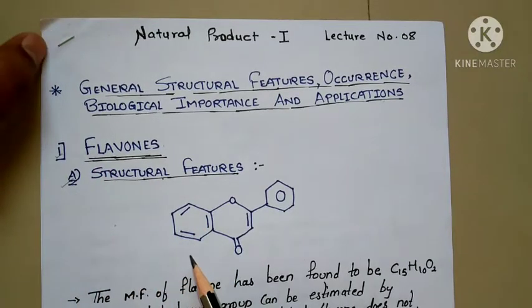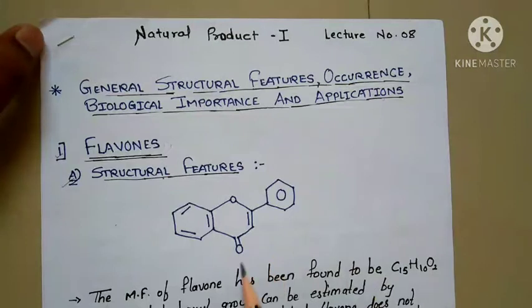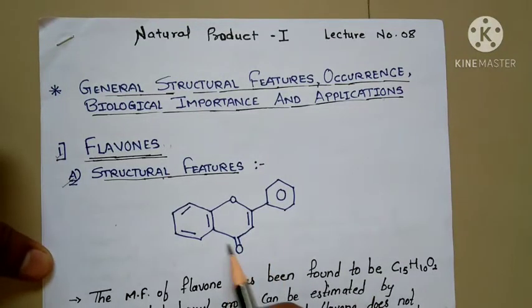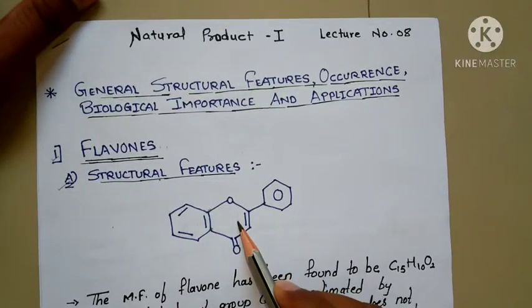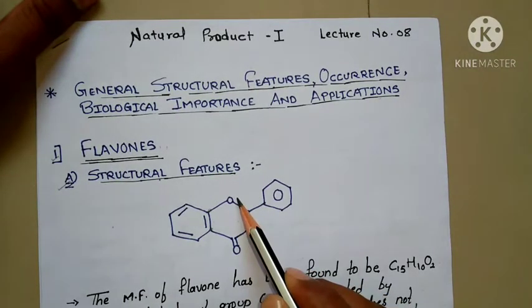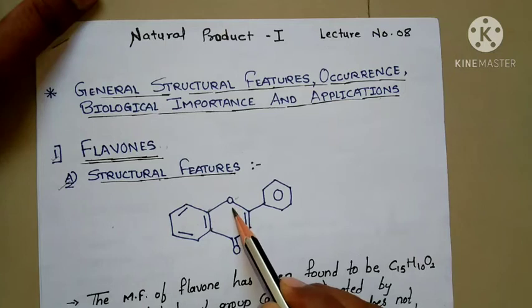In the structural features, first of all we have to draw the structure of flavones. How to draw the structure? First of all, it is a bicyclic compound. The two rings are attached through fused carbons, containing one heterocyclic ring because the oxygen is present in the ring.